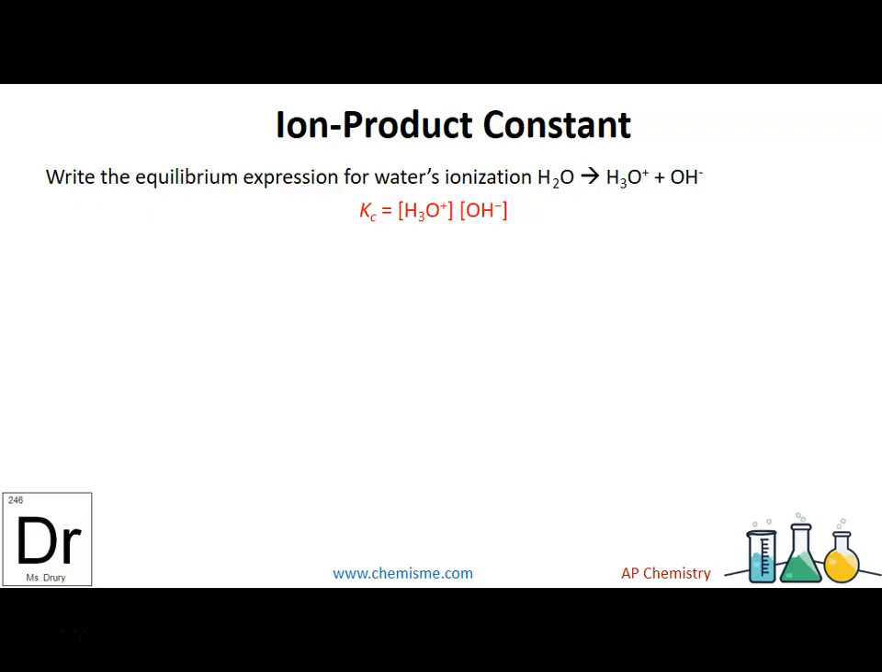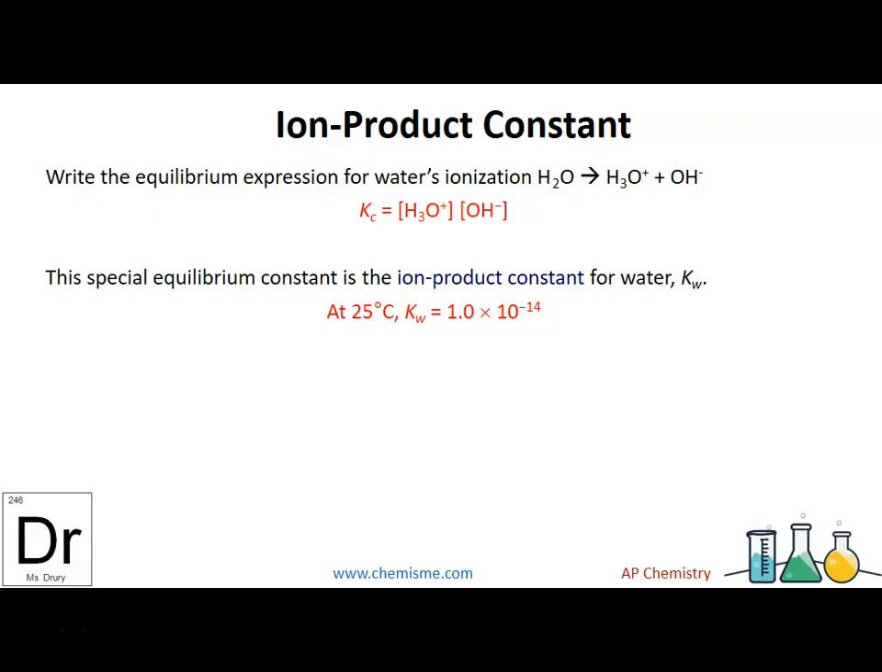Remember, it's products divided by reactants, and there are no reactants because water is a pure liquid. So you're only having concentration in the ions there. This is known as the Kw, or the equilibrium constant for water. And there's actually a value for this at 25 degrees. The Kw is 1 times 10 to the minus 14th. You don't have to memorize it. It's written on the reference table.